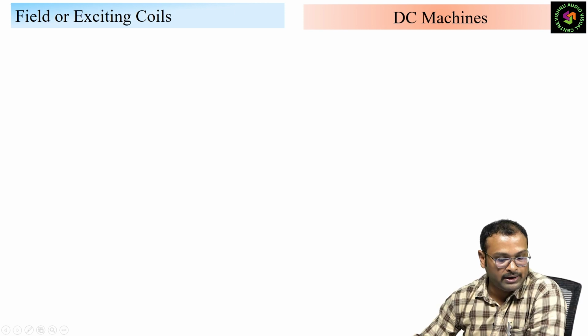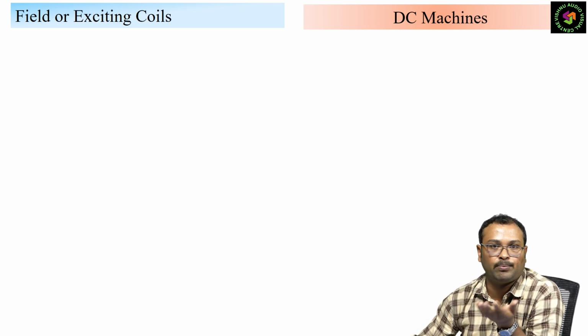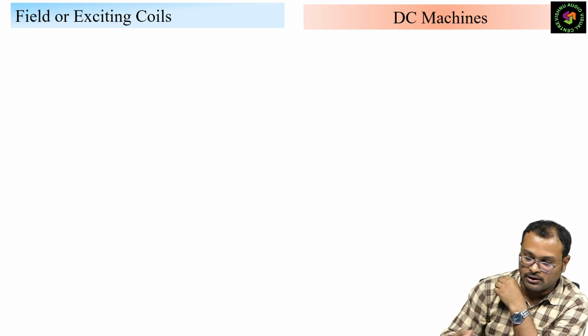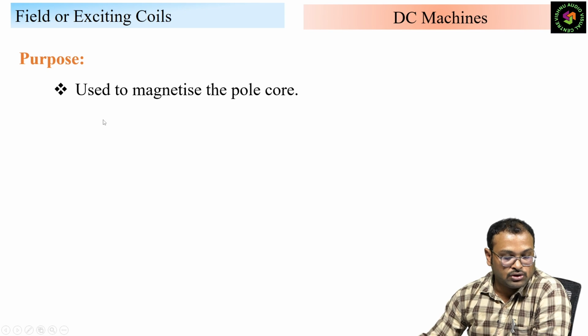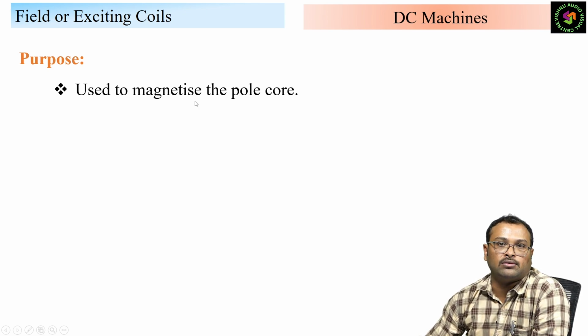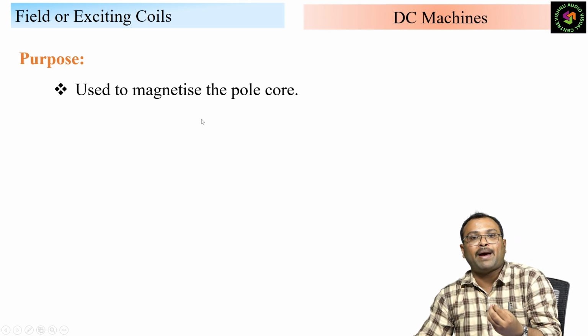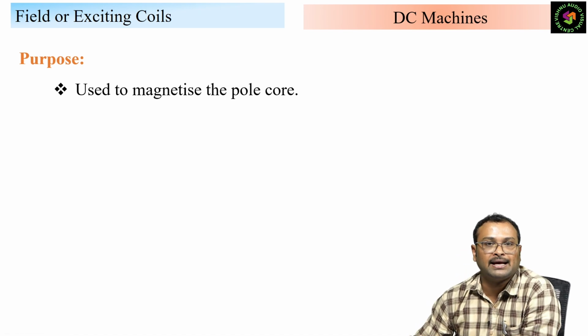So the next component is the field coils. Because we have a pole core, and that pole core somebody has to excite. That's why these coils are also known as exciting coils. These are used to magnetize the pole core. The pole core is the electromagnet, so to magnetize the pole core, we use the exciting coils.